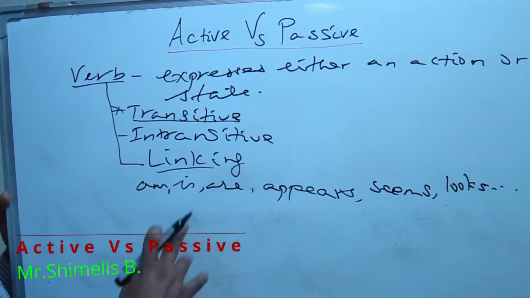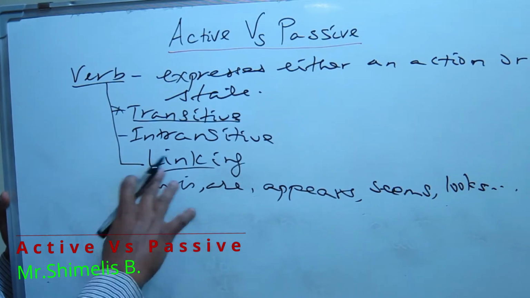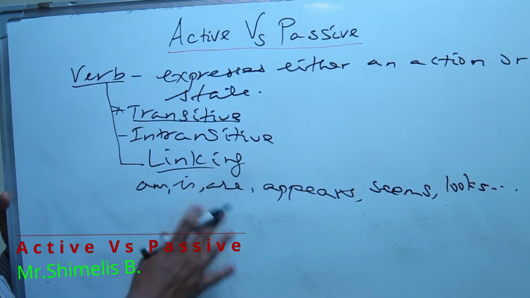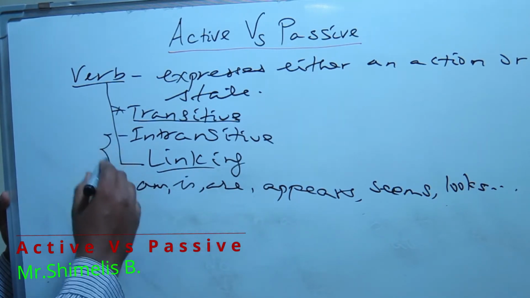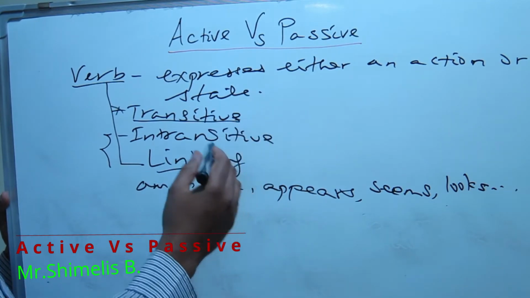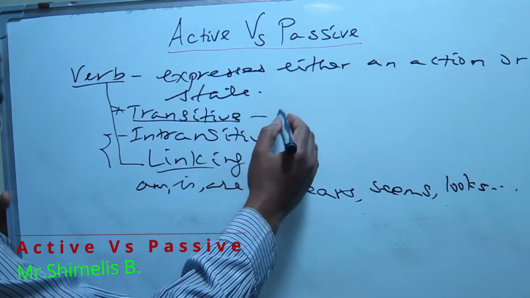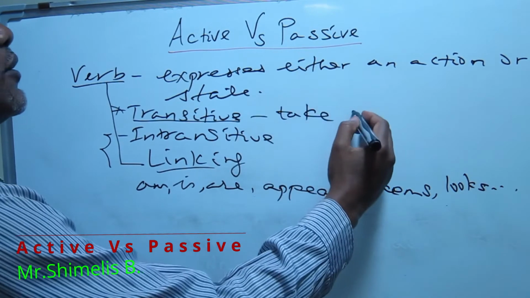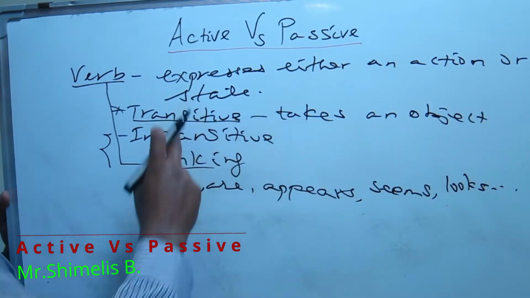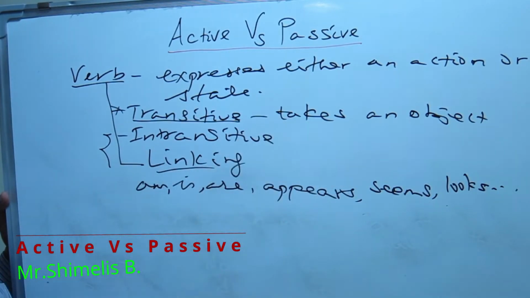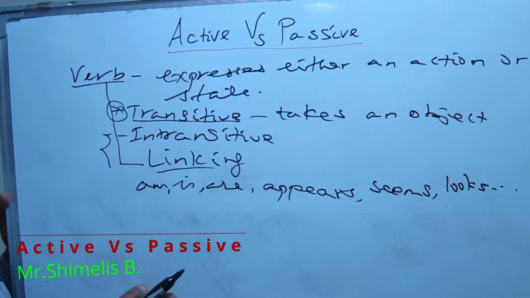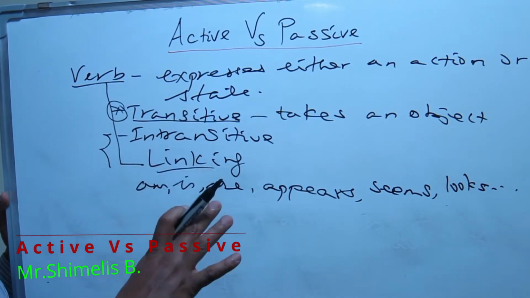So these verbs are not transitive verbs, so they don't take an object and they don't have a passive form. So these two have no passive form. It is only transitive verbs that would have passive form because they take an object. Okay, a transitive verb takes an object, so this would have passive form. So it's only transitive verbs that would have passive form.